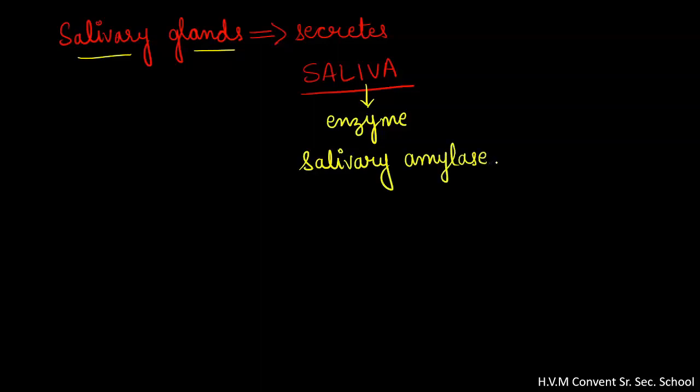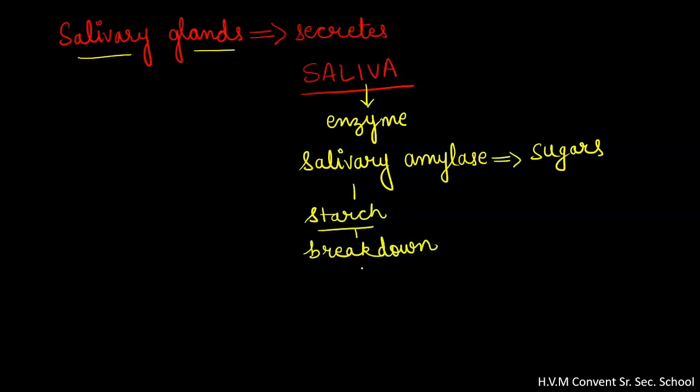Salivary amylase helps in the breakdown of sugars. It functions on starch, and it leads to the breakdown of starch into simpler sugar. So here the salivary amylase breaks down the starch into simple sugar. What is the breakdown of a substance into simpler substances called? It is the digestion process.